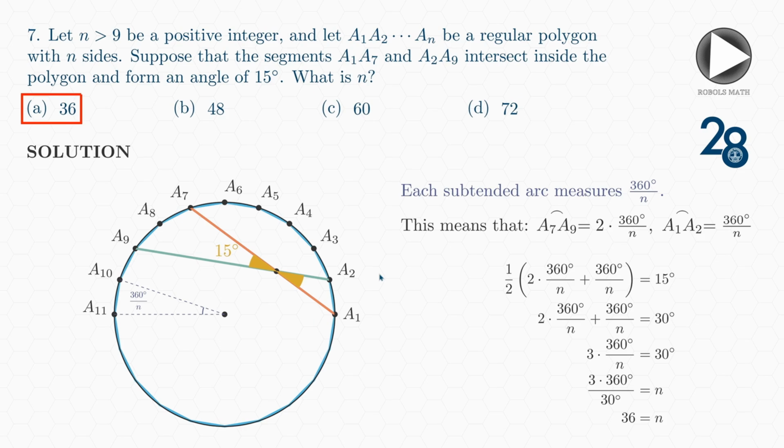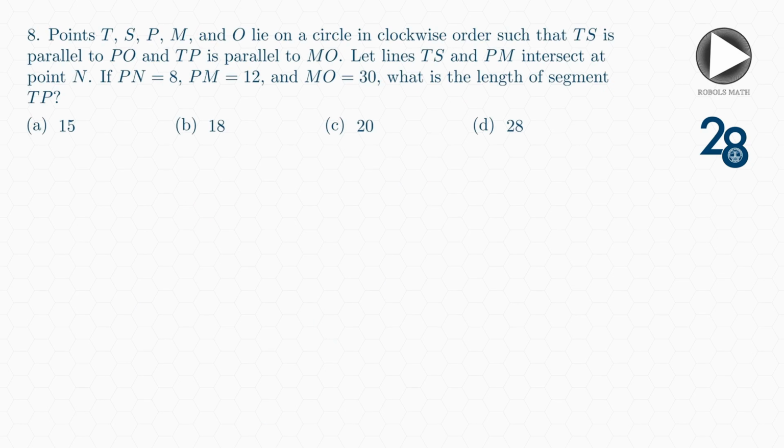Okay, let's look at problem number 8. Points T, S, P, M, and O lie on a circle in clockwise order such that TS is parallel to PO and TP is parallel to MO. Let lines TS and PM intersect at point N, and we're given that PN equals 8, PM equals 12, and MO equals 30. We are asked to find the length of TP. I think this is a pretty standard problem.